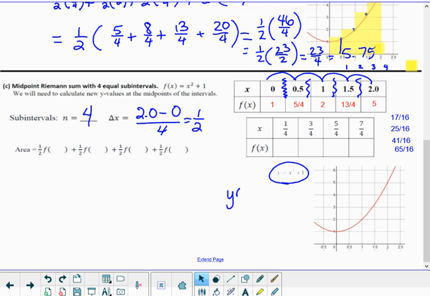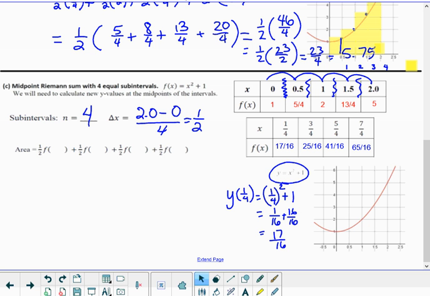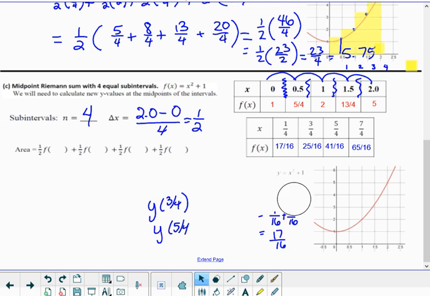So I'd have y of 1/4 equals 1/4 squared plus 1. That's 1/16 plus 16/16, getting us 17/16. Just for the video, I made this a little bit faster and have done those calculations for you. But you see how to do it, right? You would have to evaluate each. The next one would be evaluating y at 3/4, and then y at 5/4, and so forth. I think you understand that. All right, we got the values.